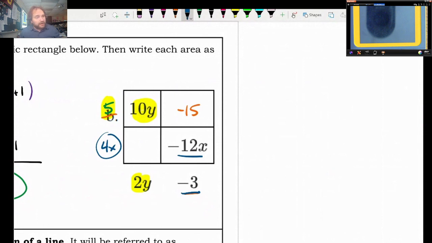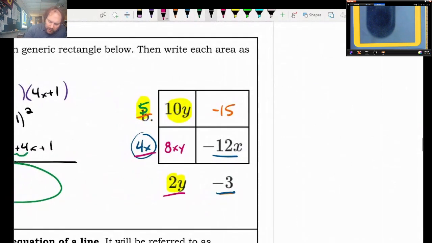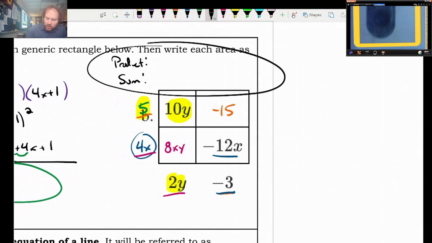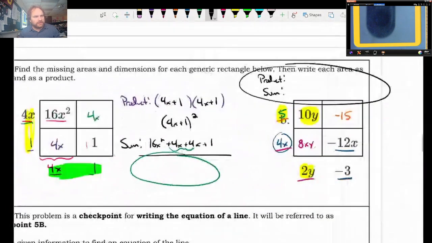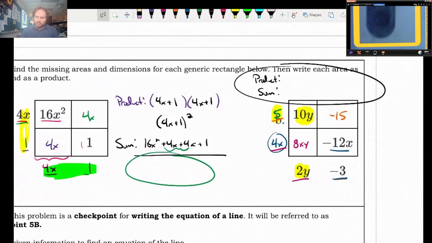And then in the bottom left corner, you are going to have 4x times 2y, which is 8xy, just like so. I will leave you at this point to write the product using the other problem over there. Write the product and sum, because you are going to need those for your final answer. So use the other problem over there as a guide. For the product, you're just going to multiply together the dimensions, and for the sum, you're going to add them all up, what's in the box, like that.